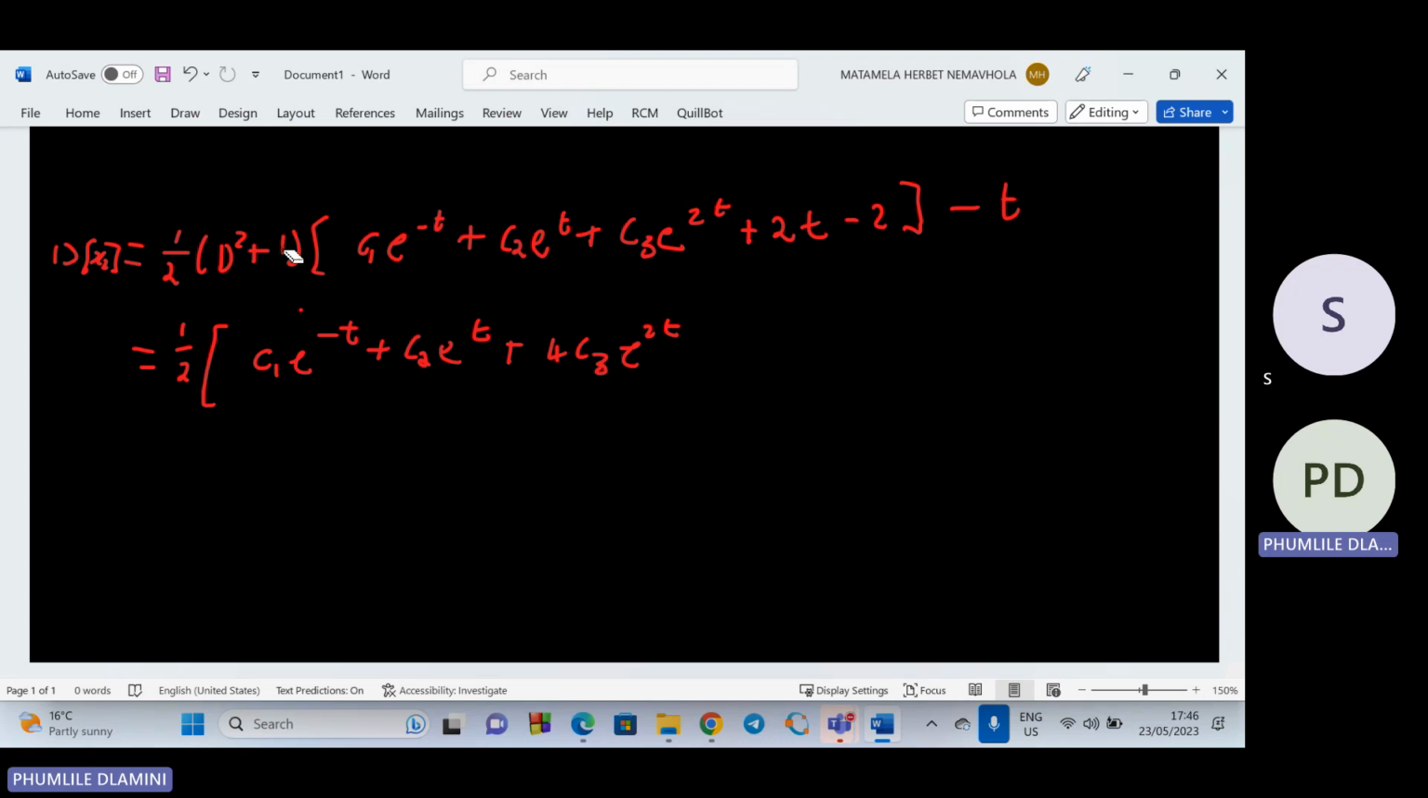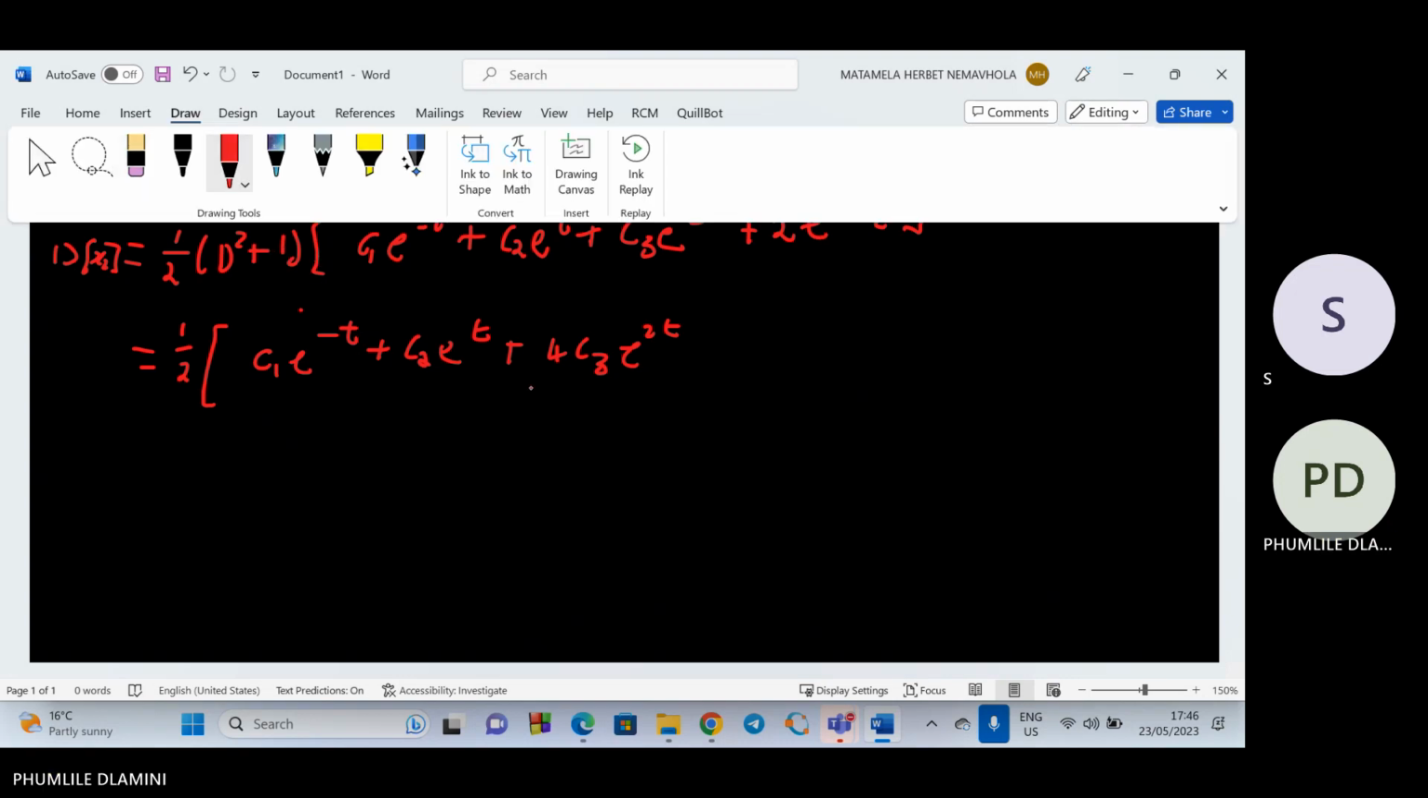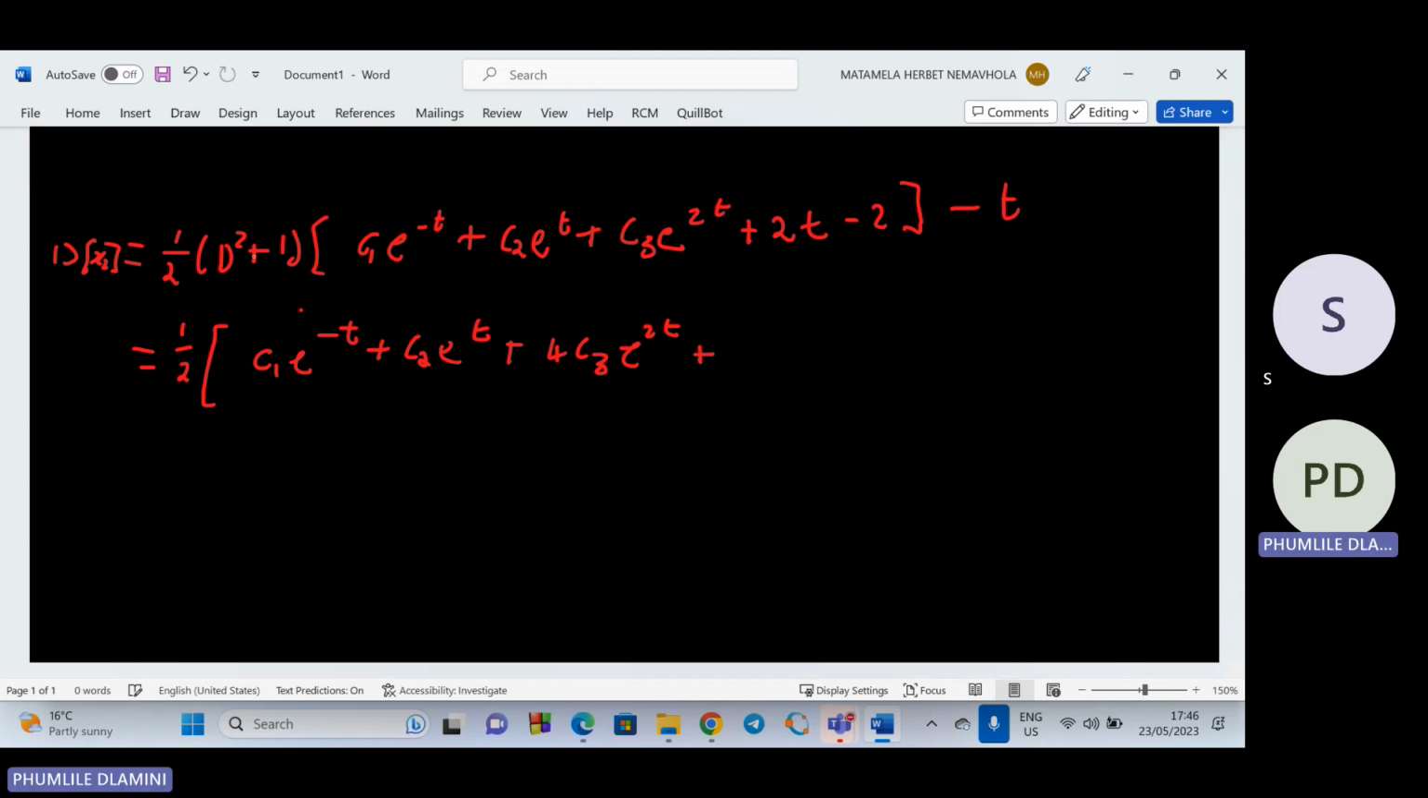Then we're going to add 1 times everything there. Plus again, because it's a plus sign there, c1 e to the power negative t, plus c2 e to the power t, plus c3 e to the power 2t, plus 2t minus 2, minus t.